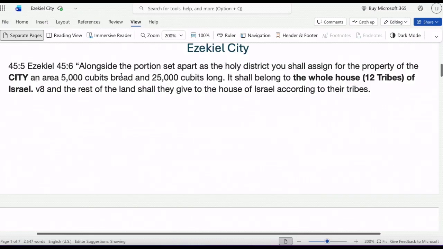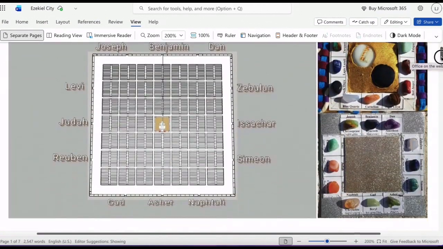5,000 cubits broad and 25,000 cubits long. It shall belong to the whole house, or the 12 tribes of Israel. Okay, so the city is the 12 tribes. And the rest of the land they will give to the house of Israel according to the tribes. Okay, and so that's what you see here. The 12 tribes, the whole house of Israel.